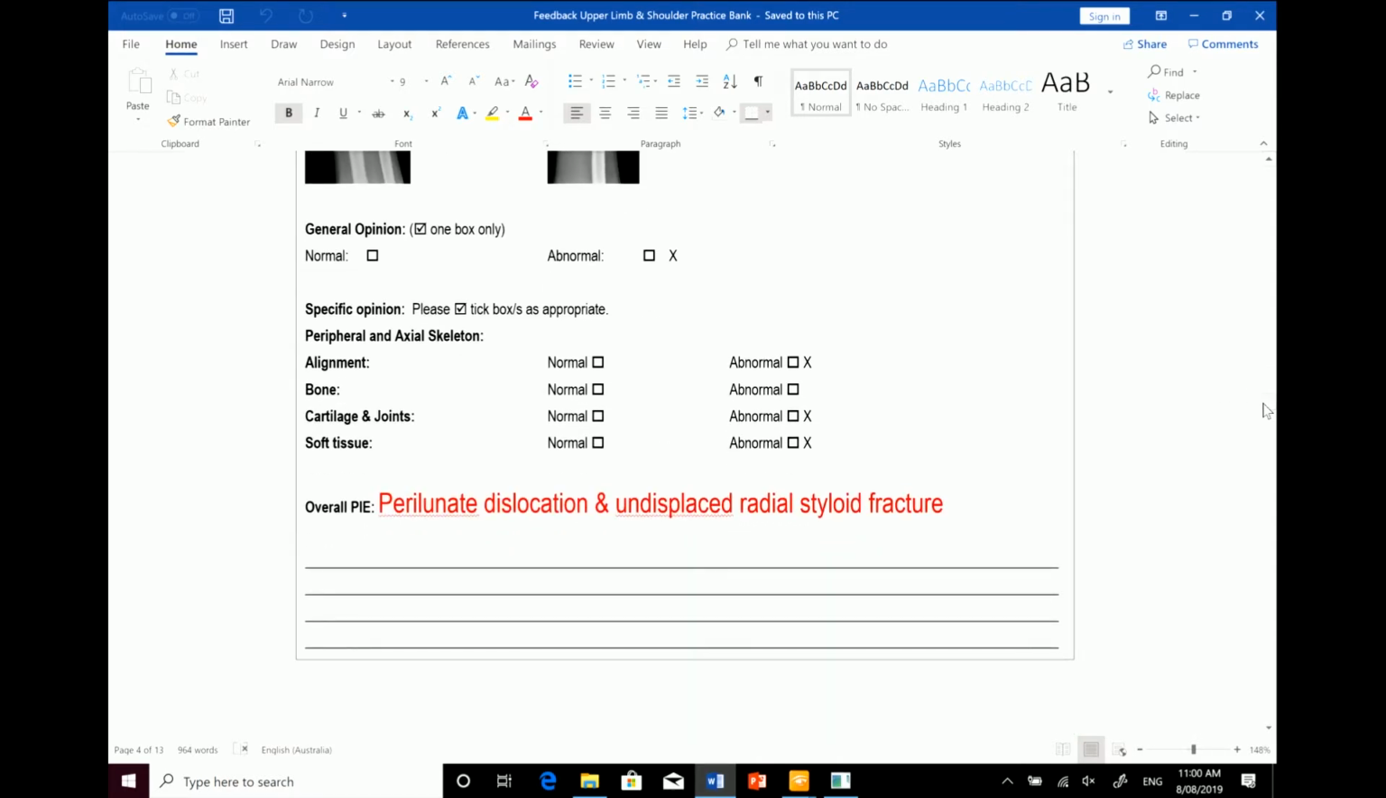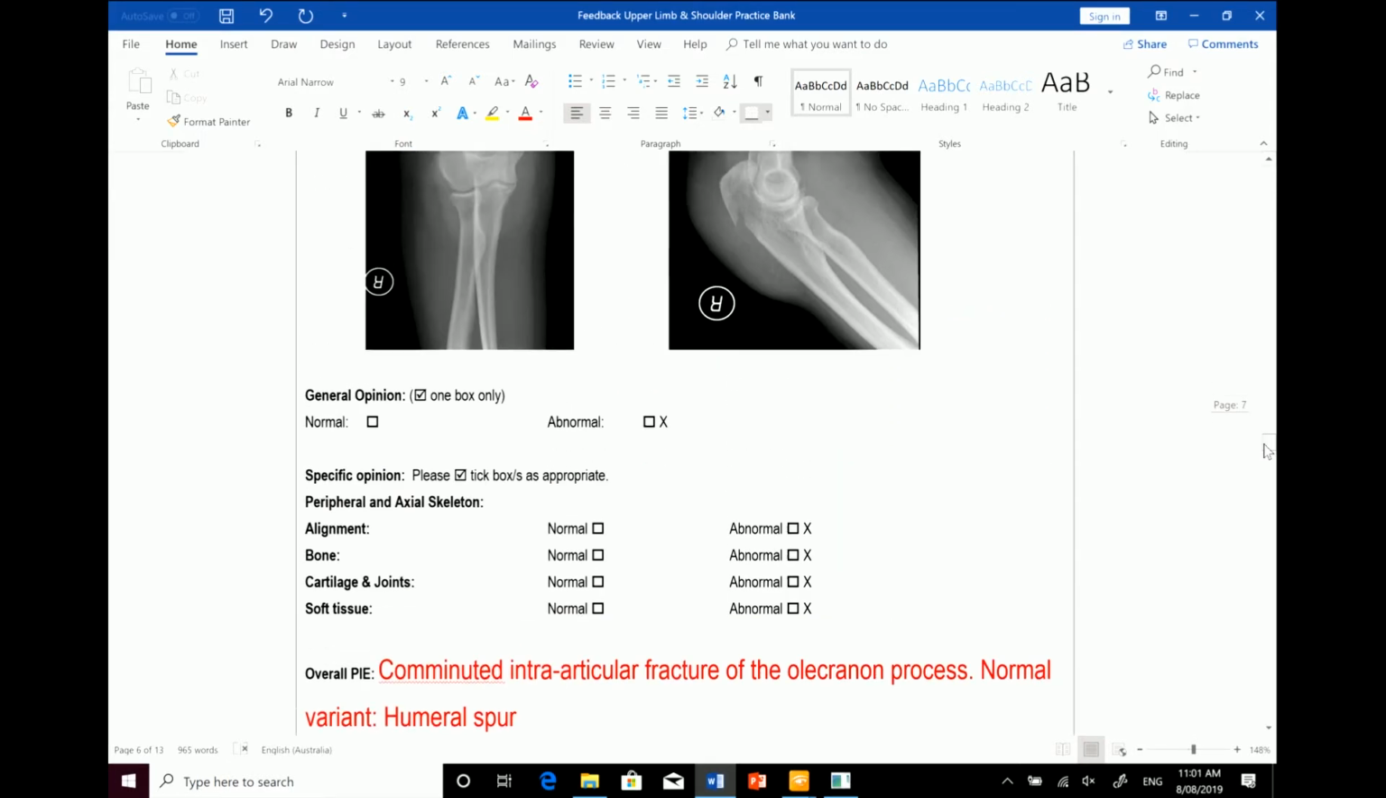So on our PAE form then, it's abnormal, the alignment is abnormal, the cartilage and joint is abnormal. Sorry, the bone should also have been ticked as abnormal because of the styloid fracture, and then also there is some soft tissue abnormality. So the overall PAE is there's a perilunate dislocation as well as an undisplaced radial styloid fracture. Just included that because I didn't have it originally.